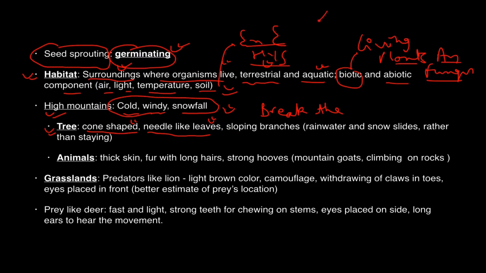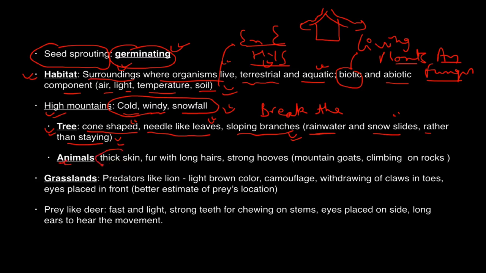Here also in Missouri the roofs are like this, so whenever snowfall occurs the snow automatically falls down from these roofs, otherwise the house will break. They also have sloping branches so that rainwater and snow will slide rather than staying on them. If the snow stays too long, then the plant will break off because of the weight.